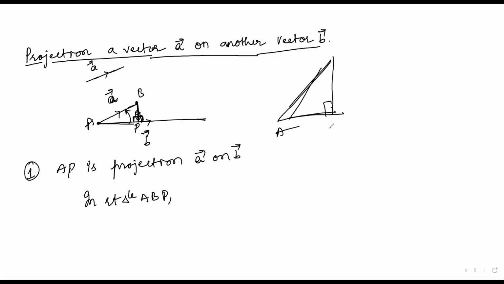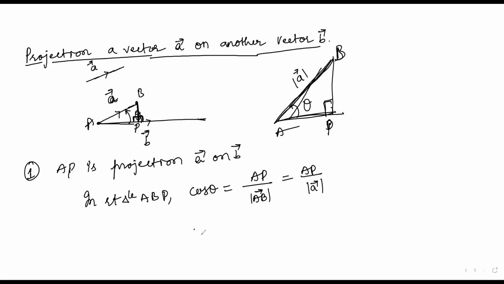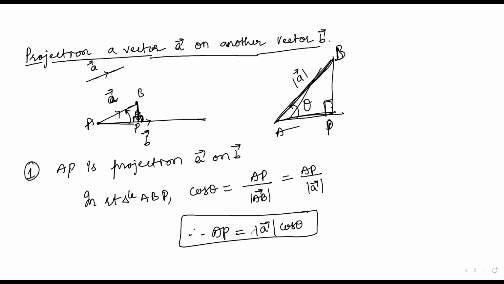Angle at P is 90 degrees, and the angle at B is theta. Now what do I want? AP. What do I have? I have AB, and AB is mod A, the magnitude of A. Then what is the relation between AB and AP? In this triangle, cos theta is AP by mod AB, which you can say is AP by mod A. Therefore AP is mod A cos theta. This is the projection.